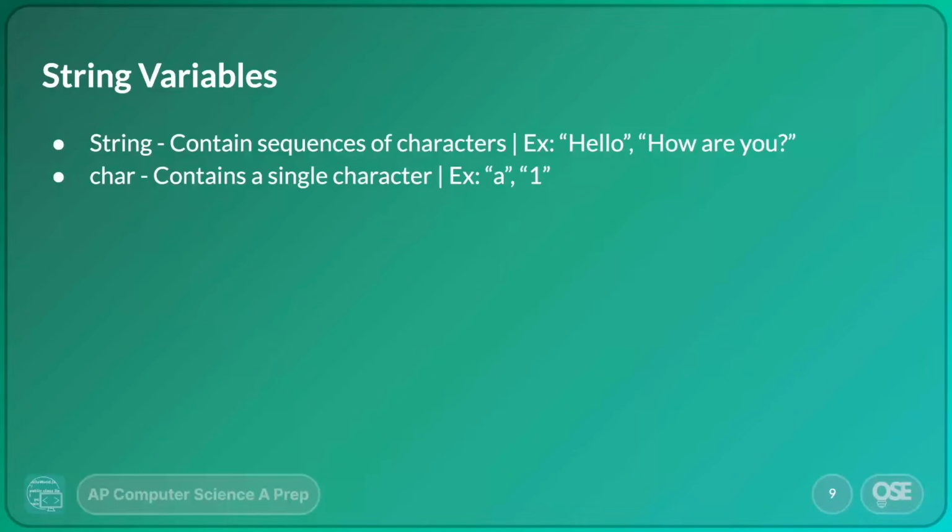The non-primitive variable that you're going to need to use for APCSA is a string. String variables contain sequences of characters, such as hello or how are you. A special subset of the string variable is a char or character, which contains a single character. Char variables are not tested on the APCSA exam, so you don't need to know how to use them.